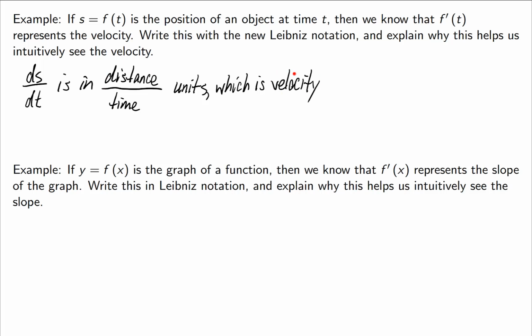Next example. If we have y equals f of x, we also know that the derivative f prime of x not only gives us instantaneous rate of change, but also gives us the slope of the graph, or we looked at it as the slope of the tangent line. Let's write this in Leibniz notation also. Dy by dx would be that Leibniz notation. Dy represents the rise, dx represents the run, so we have rise over run, which is exactly what we think of when we say slope.